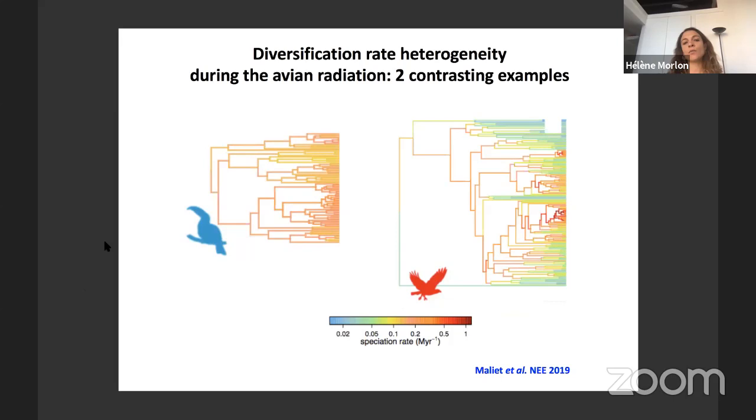So here we have two contrasting examples when we fit this model to two different bird clades. One where we see that the rates are pretty homogeneous, so a hypothesis of homogeneous rates in this particular group would not have been so bad. But others where there is a very big variation, like orders of magnitude variation in the rate of speciation. So it's really important to account for such variation.